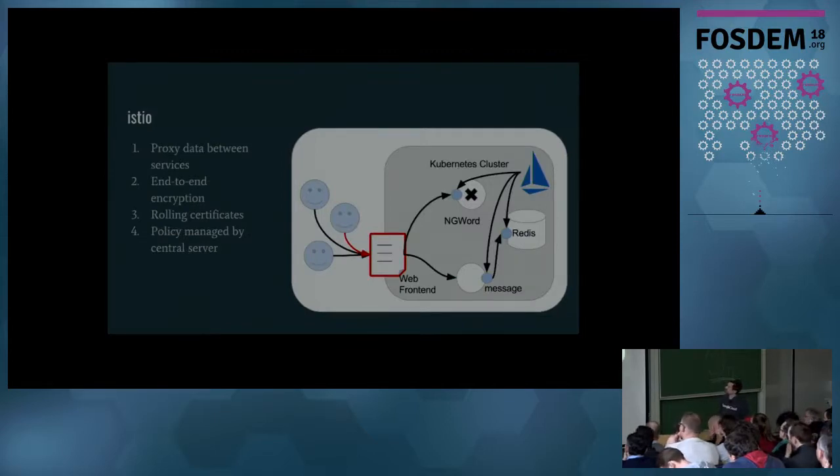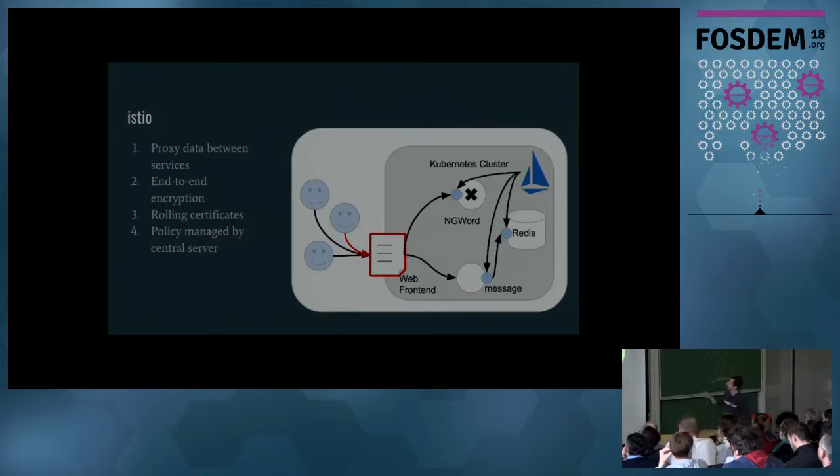The way that it looks is something like this, where you have this little sidecar proxy running with each of your applications, and then the communication in between them is authenticated and encrypted. So from the web front end, you can't really listen in on what the message service and the Redis service are doing. And you also can't as easily just send requests to a particular service because you're not authenticated with that service.